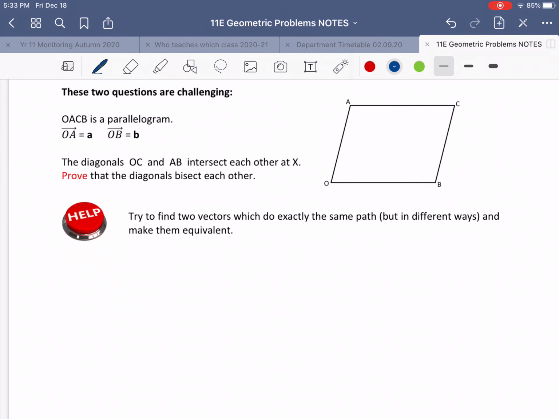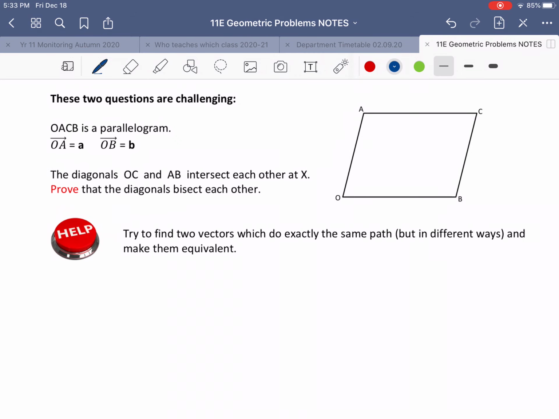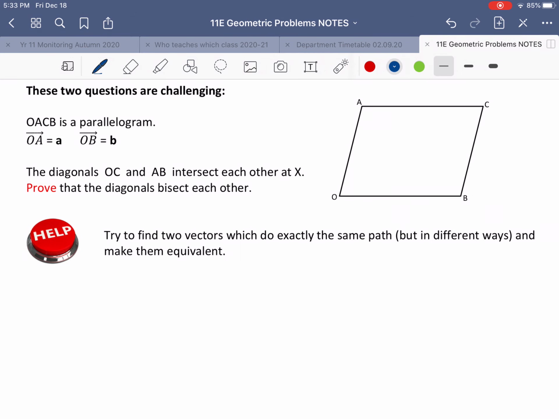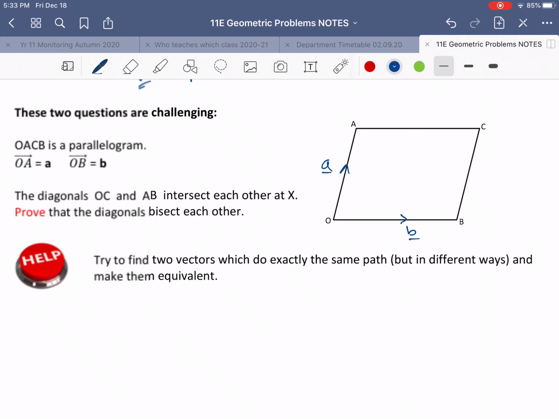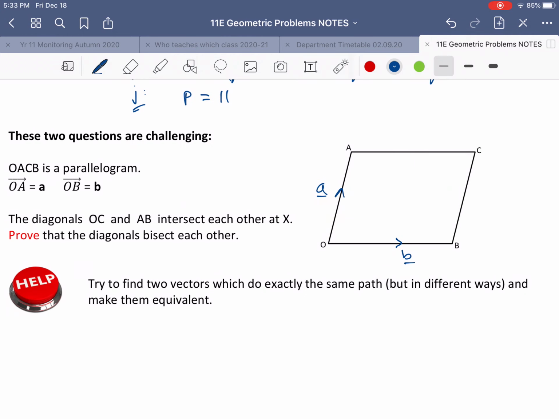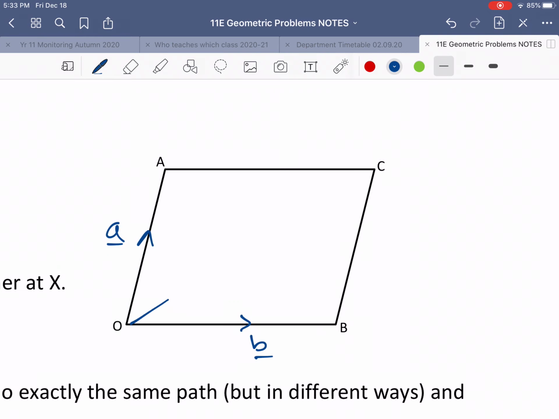So, let's have a look at this question here. Now, OACB is a parallelogram. O to A is A and O to B is B, so let's add that in. O to A is A, O to B is B. The diagonals OC and AB intersect each other at X. So, these diagonals intersect each other at X.